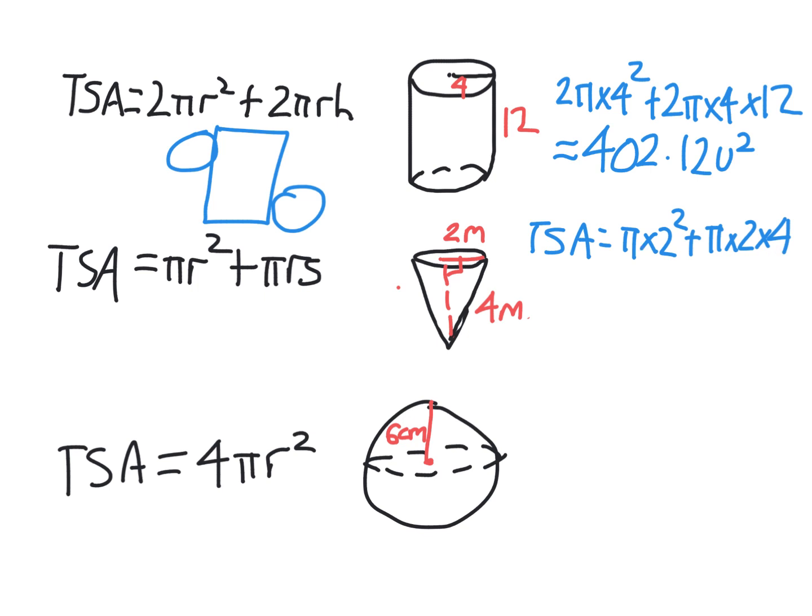So again, we can just put this straight on our calculator. So this time I'll give the answer to 1 decimal place. It's about 37.7 meters squared.